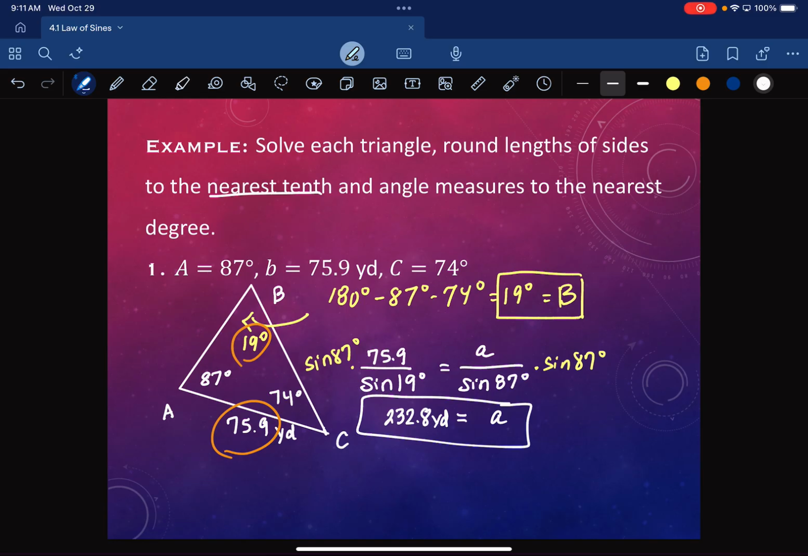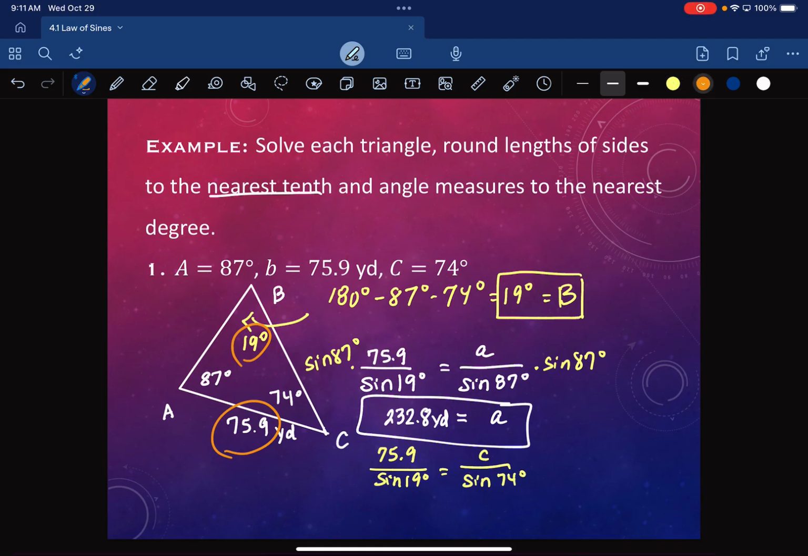But that's okay, because to be honest, if I just find side C the way I found side A, it's going to feel like I just did the same thing twice, right? Yeah. So as we come to this, I'll change colors so it distinguishes a little bit. We have that same 75.9 over sine 19, the same as we had before. But now we have the missing side C over the sine of the angle C, which is 74 degrees.